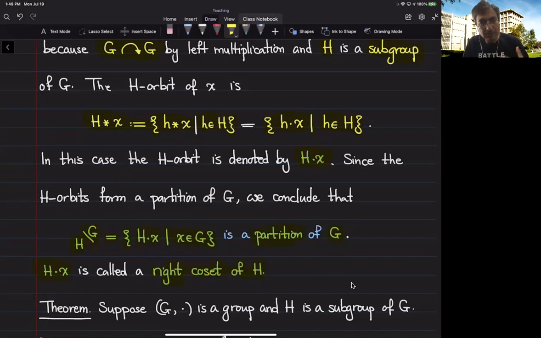So a right coset of H either can be achieved using this group action of H, where we get points starting from X, or I can think about the set H and multiplying X from right. And in that case, because I'm multiplying from right, I'm going to call it a right coset of H.